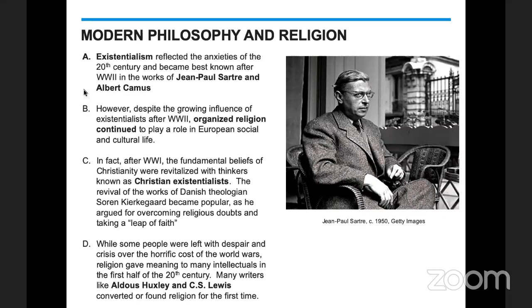So the idea behind all of this is that people are searching for meaning. So whether the existentialists or the Christian existentialists are having a relationship with God or not, they're looking for meaning because the horrors of total war have really challenged and shaken their stability and their meaning in life.